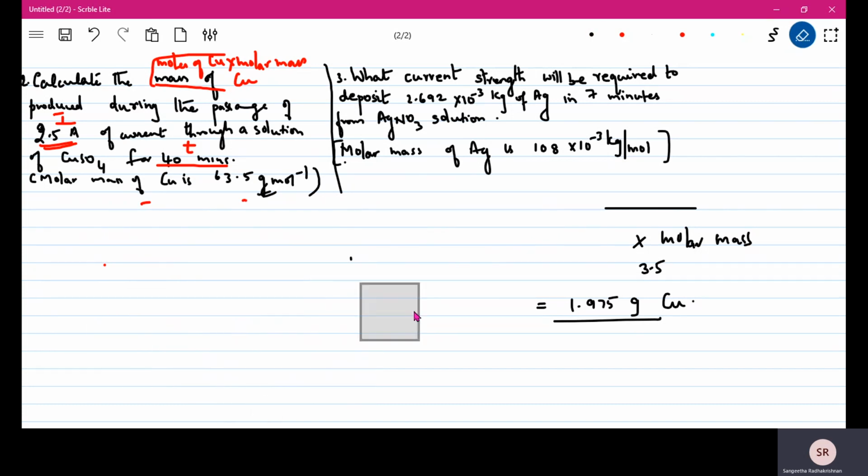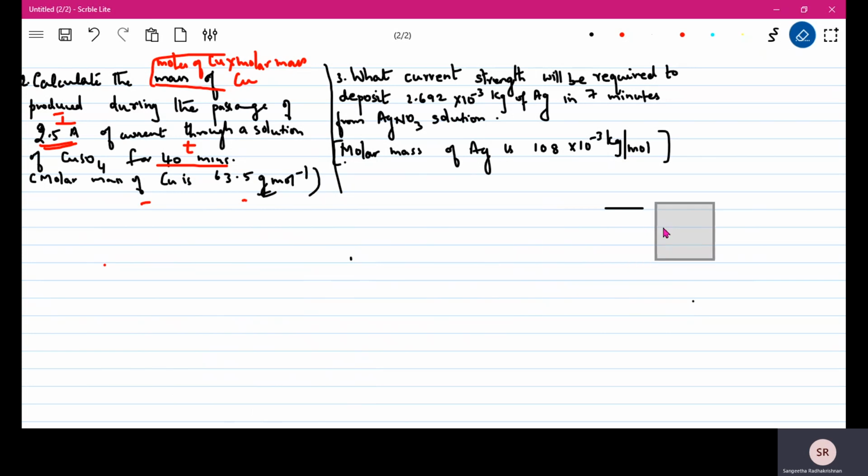You can pause it and see the steps. Now I'll go to the last one. What current strength will be required? That means what do we have to calculate? Current strength means you have to calculate I, to deposit so much of silver, that means this is the mass of silver.